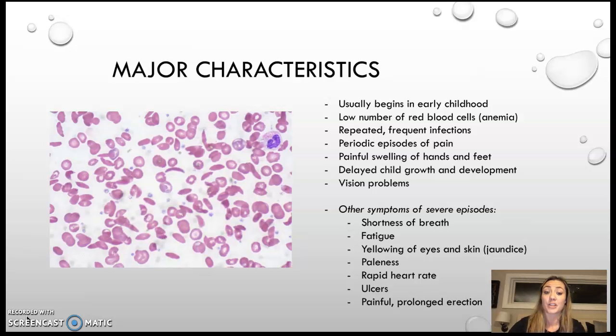So now let's discuss the major characteristics of sickle cell anemia. So signs and symptoms of sickle cell anemia usually begin in early childhood. Some major characteristics of this disorder include a low number of red blood cells or anemia, repeated frequent infections, periodic episodes of pain, painful swelling of hands and feet, delayed child growth and development, and vision problems. When sickle cell anemia results in more severe episodes, other symptoms that can occur are shortness of breath, fatigue, yellowing of eyes and skin, or jaundice, paleness, rapid heart rate, ulcers, and painful prolonged erections.